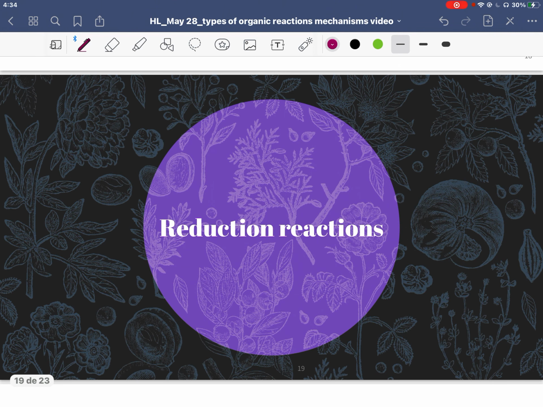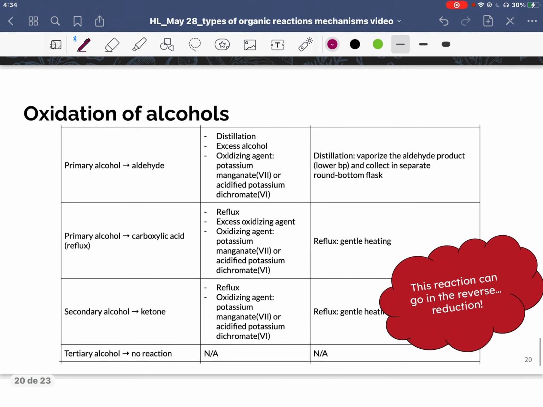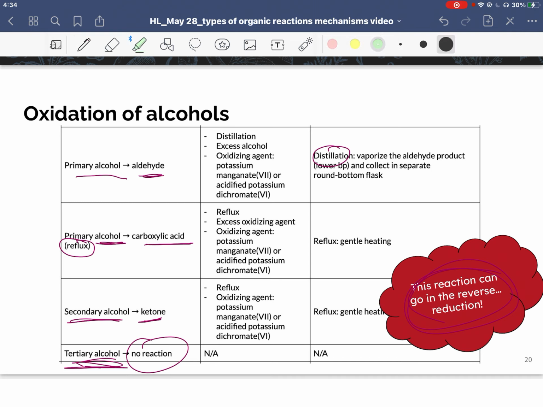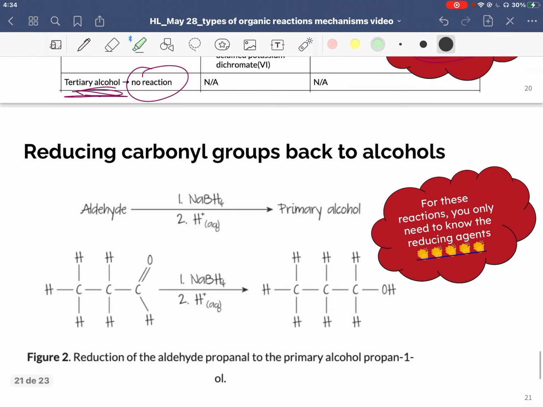Reduction reactions. We studied oxidation reactions in SL time. We studied primary alcohols oxidizing to aldehydes, primary alcohols oxidizing to carboxylic acids, depending on if you just did reflux or if you did distillation. Secondary alcohols oxidizing to ketones, tertiary alcohols not oxidizing. Turns out this can go in the reverse. And these things, the aldehydes, carboxylic acids, and ketones, can be reduced, which is the opposite of oxidation.